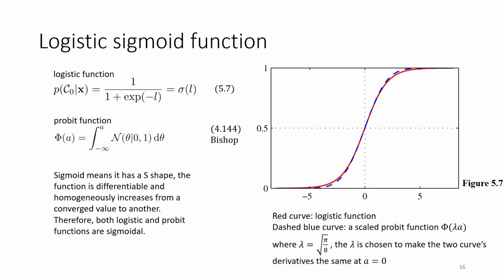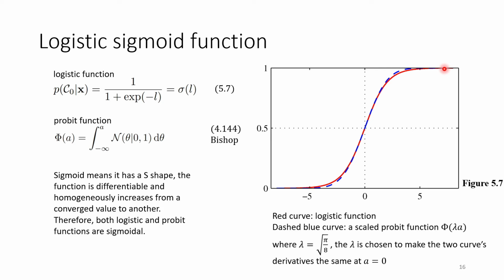There is a very widely used function called the logistic function in classification problems. The mathematical definition of the logistic function is this: 1 over 1 plus exponential of negative L. We usually use the symbol sigma to express it. So what is the logistic function? If we look at the figure, the red curve is the logistic function.